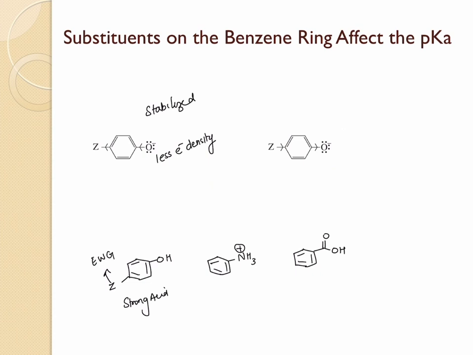On the other hand, if Z is going to be an electron donating group, then it's going to release some electrons towards the ring, and then those electrons can go onto this oxygen. So this oxygen is now going to have more electron density. Therefore, phenols in which we have an electron donating group present on them are said to be weak acids because this hydrogen cannot be lost easily because of the higher electron density on that oxygen.